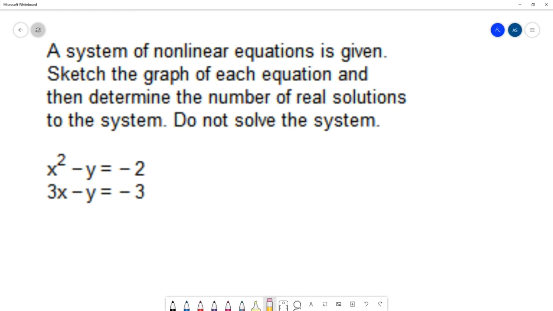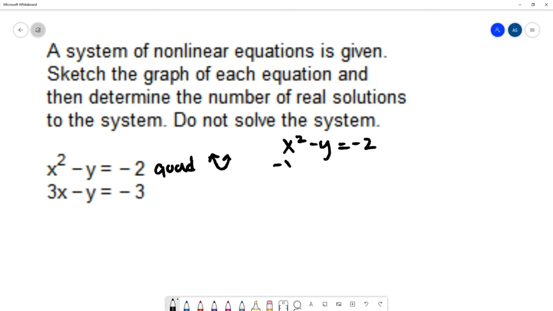So as I look at this equation, I have x squared minus y equals -2. I know this is a quadratic equation, and the graph of a quadratic equation will be a parabola, a U-shaped graph. So I want to sketch a graph of this parabola. I'm going to start by rewriting it.